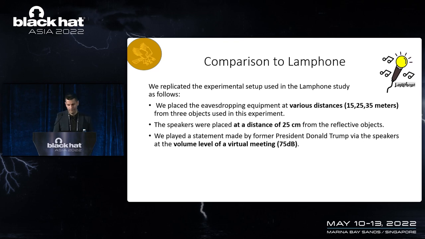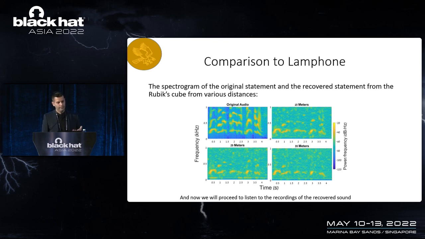And we played a statement made by former President Donald Trump via the speakers. In this case, we played it at the volume level of a virtual meeting, which is about 75 dB. Here you can see the spectrograms that were obtained from the original statement and the recovered statement, in this case from the Rubik's Cube. You can even spot in the spectrograms how the quality decreases with distance. The quality of the signal at 15 meters is better than the quality of the signal at 35 meters.